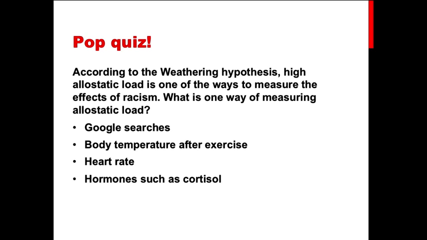According to the weathering hypothesis, high allostatic load is one of the ways to measure the effects of racism. What is one way of measuring allostatic load? Google searches, body temperature after exercise, heart rate, or hormones such as cortisol.